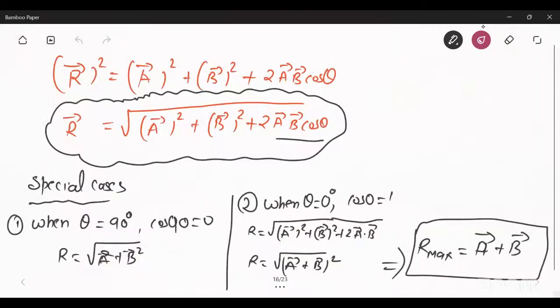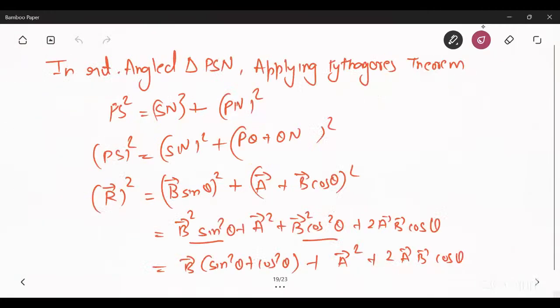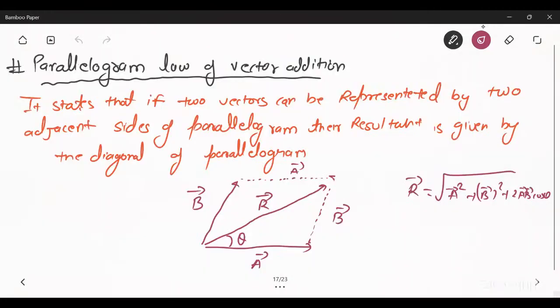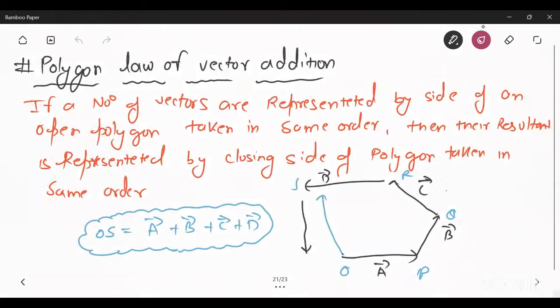Next we have discussed the parallelogram law of vector addition. Both are important from your exam point of view. Now next is our polygon law of vector addition. The polygon law is not so important. If you get a question, you will get only one number question from there. Polygon law of vector addition is simple.